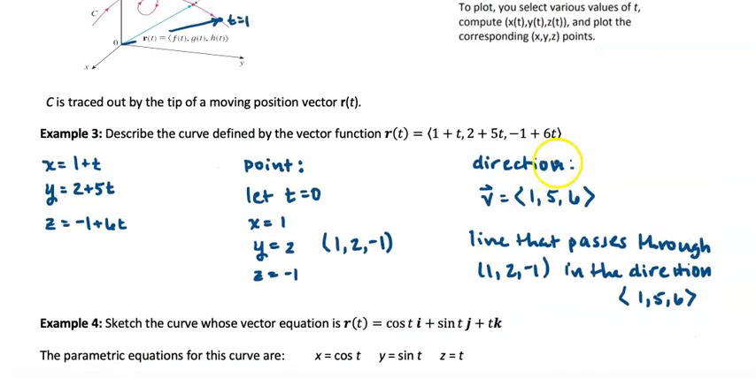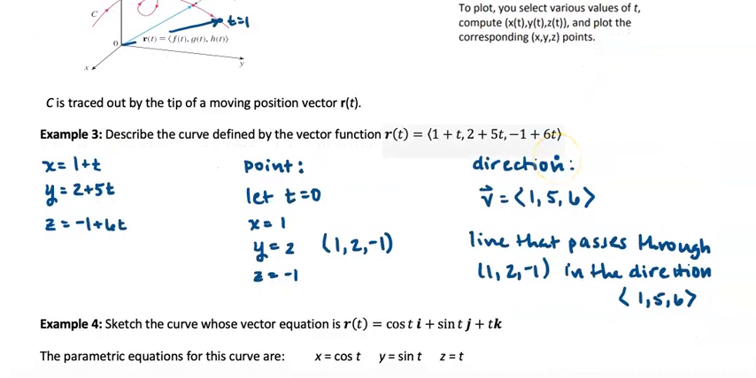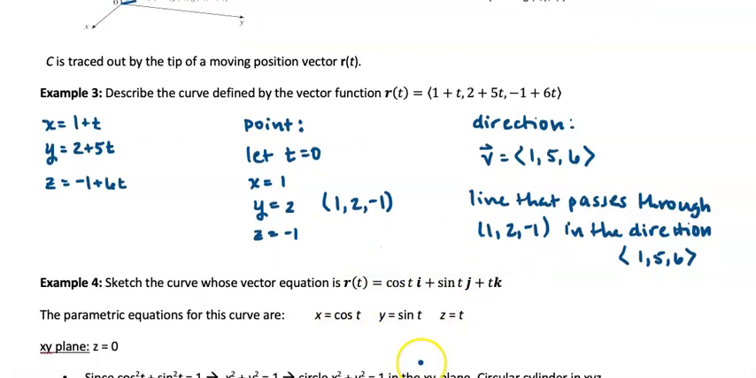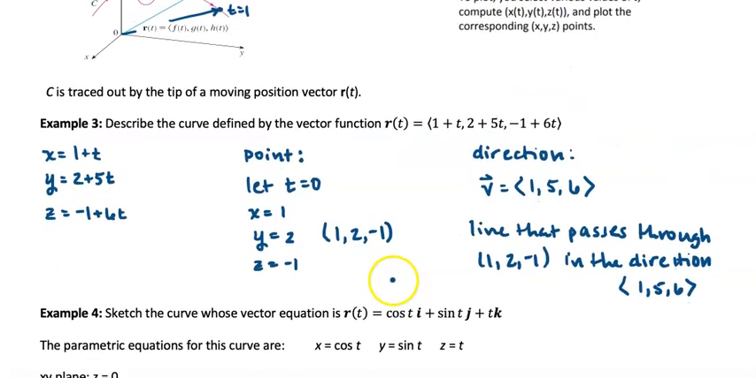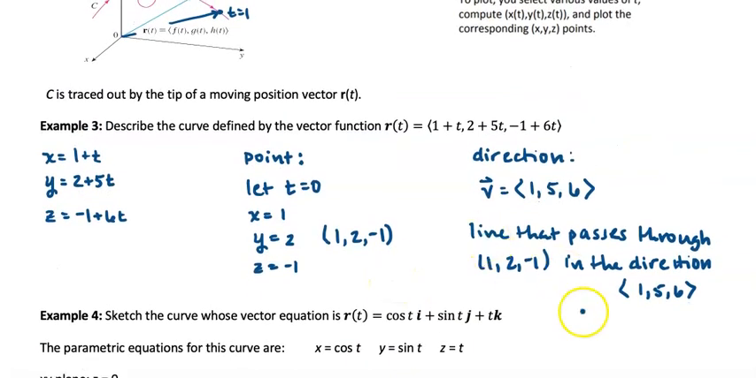So now for sketching parametric curves. We want to sketch the curve whose equation is r of t equals cosine of t i plus sine of t j plus t k. If we parameterize this vector and break it up into these three components, we have x is cosine of t, y is sine of t, and z is t. So the question is, what might this look like?